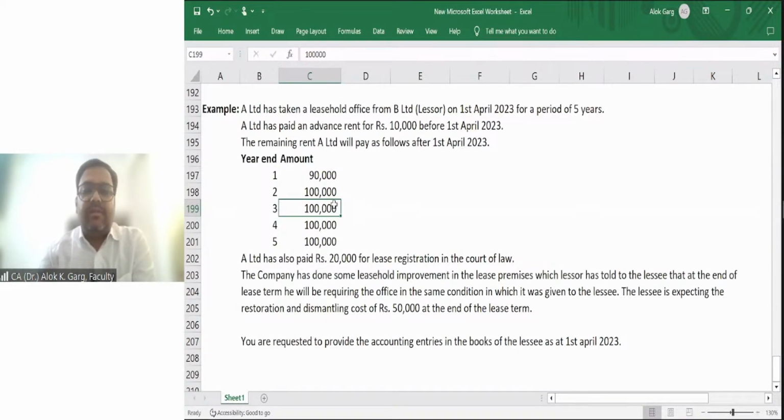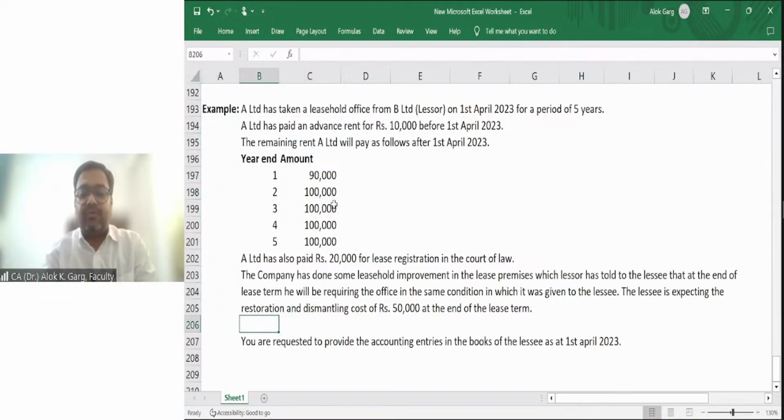A Limited, since it is operating an office in this lease premises, has done some leasehold improvement. But the lessor says that no, I need my office in the same condition in which I have given it to you. I need these 4 walls. I don't need any furniture, fixture, etc. So in that case, A Limited has to incur a site restoration and dismantling cost of rupees 50,000 at the end of the lease term. The question is, you are requested to provide the accounting entries in the books of the lessee as on 1st April 2023. One more concept is given in the question.